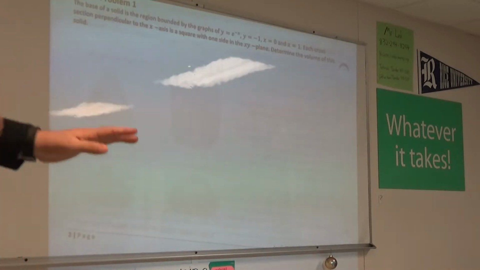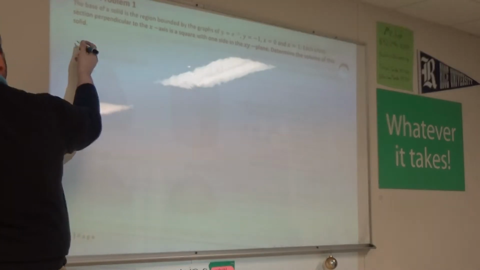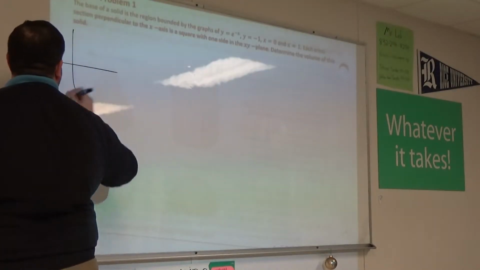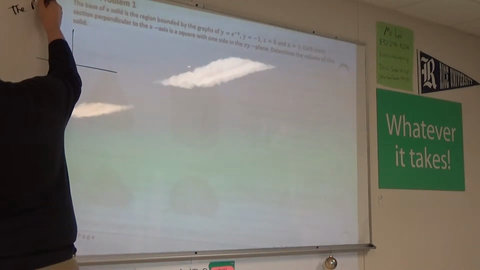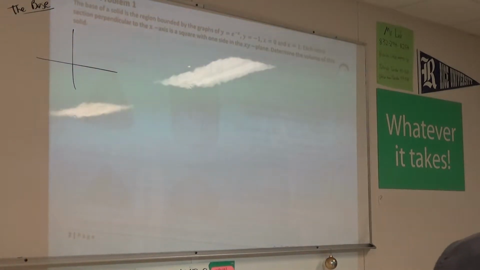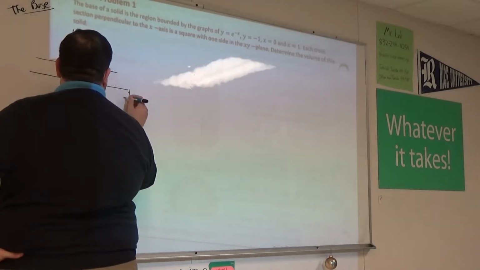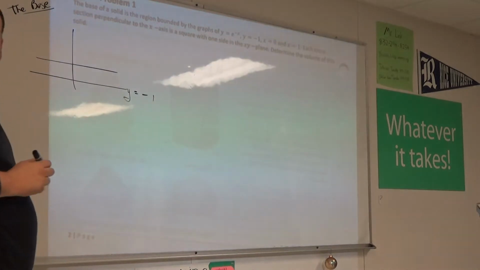So we're gonna go all in. I'm always going to tell you about the base shape. I have to tell you about the base. So let's start with the base. What's that going to look like? What do we know about the base here? There's one function which is y equals -1. Yeah, there's y equals -1, so that's a horizontal line down here. Okay, what else is part of the base?